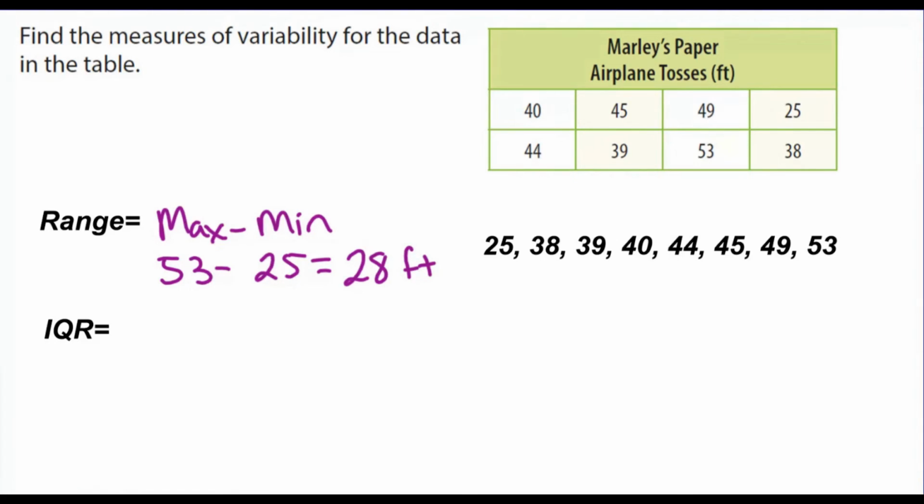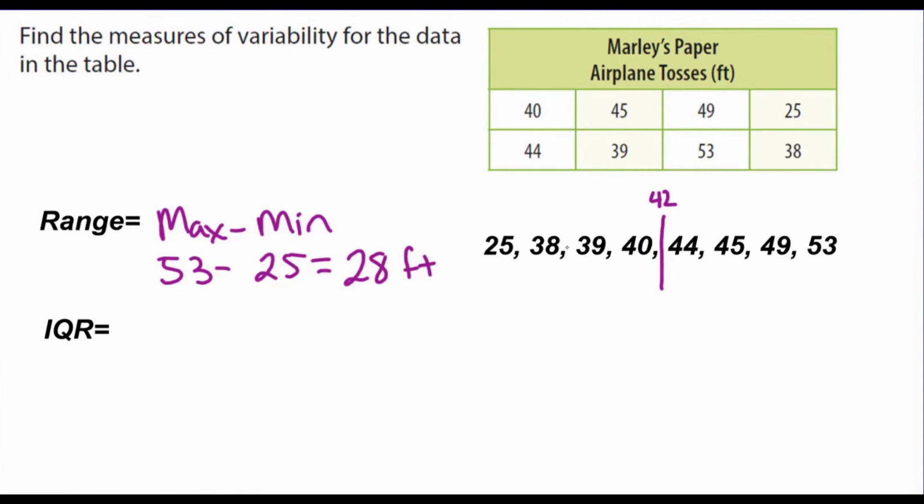So to find the IQR, we need to find Q1 and Q3. So we need to cut our data into 4 equal parts. So the first thing we need to find is our median. To find the median, we count how many data values we have, and we have 1, 2, 3, 4, 5, 6, 7, 8. So that means 4 and 4. So we'll cut it in half, and my median is right here at 42. That'd be halfway between 40 and 44.